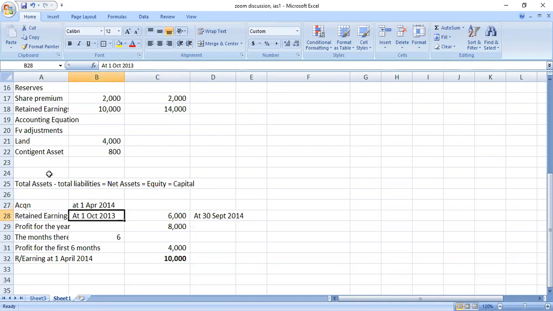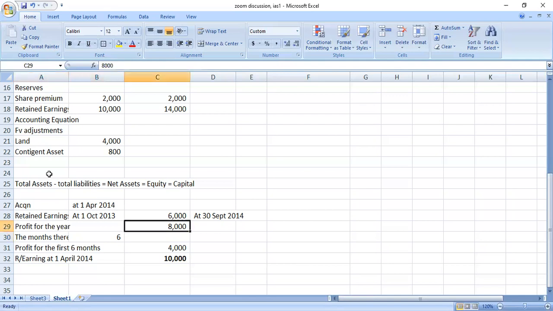I'm saying you count the months from the start of the year till the date of acquisition. When you count from 1st October 2013 to 1st April 2014, you will get 6 months. Okay, maybe you can count again. I'm saying you have October, November, December 2013. Then you have January, February, 6 months, hence six.